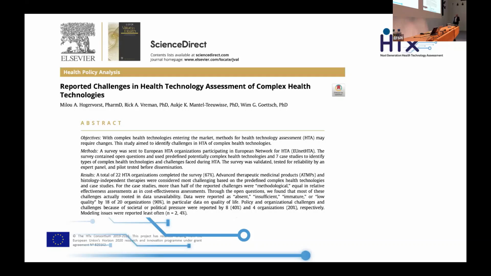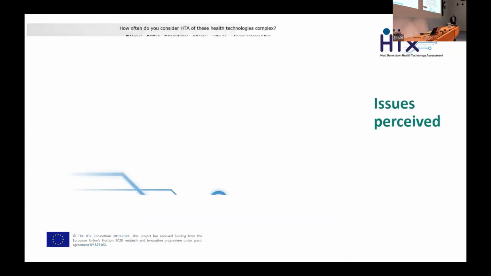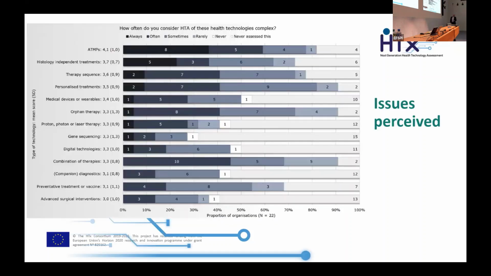So these are our results from work in the HX project, where we tried to find out where the challenges with HTA bodies are. So where are actually their needs? Where do they look for new methods? This was a study which was published a few years ago, and the outcome was, where are the issues?